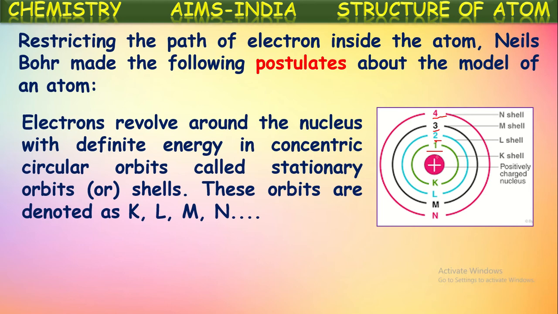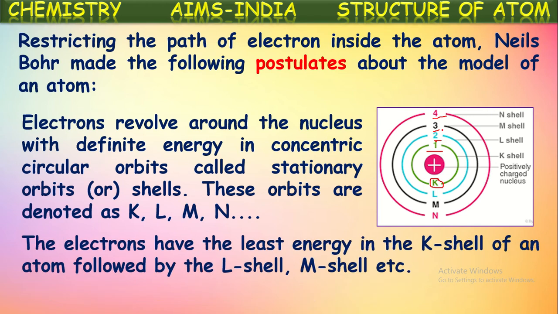See, at the center there is the nucleus with a complete positive charge and mass. Around that, electrons are revolving in concentric circular paths, which are denoted as 1, 2, 3, 4 and so on, or K, L, M, N and so on. The orbit nearest to the nucleus is denoted with the symbol K or 1. The electrons have the least energy in the K shell of the atom, followed by L shell and M shell, etc.